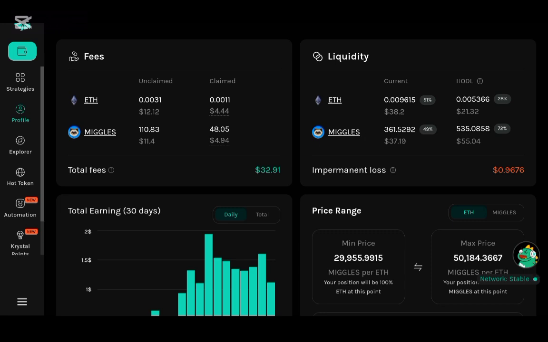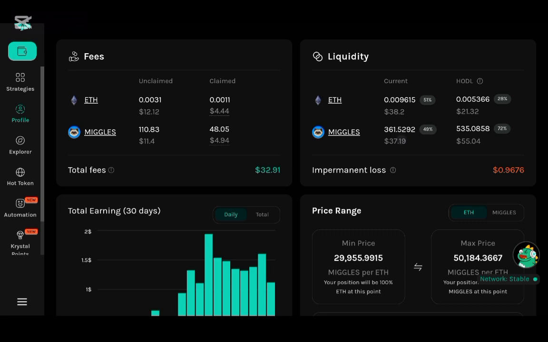If Miggles' price goes down, and this is the worst case scenario, if it goes down enough, I'm going to be out of range on the downside. I will stop generating fees and my whole position will be worth 100% Miggles. Ethereum is going to be 0%. So that's also part of the risk of providing liquidity. When the price goes down, I will be left holding the weakest token with full exposure, basically. All my position turns into Miggles.